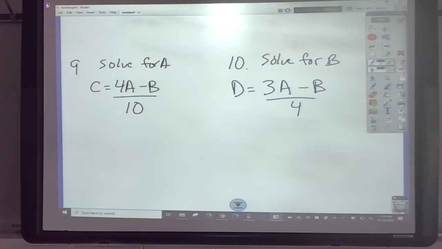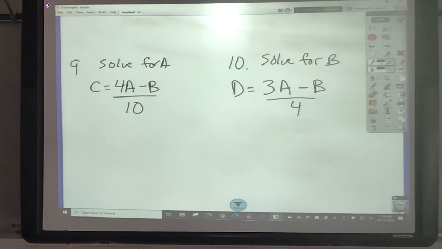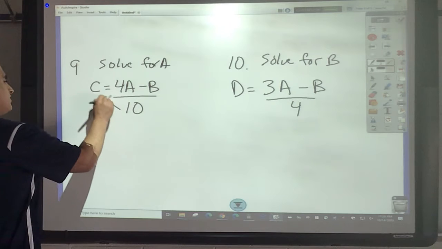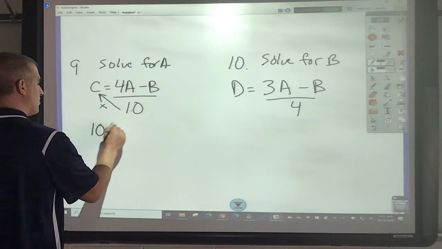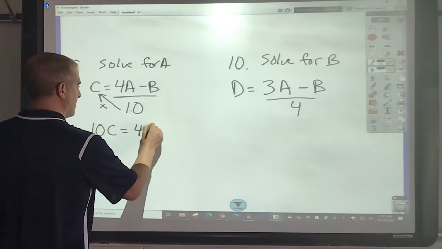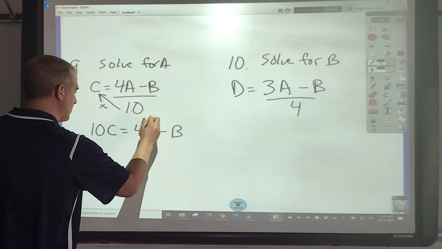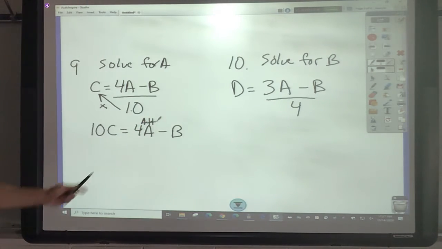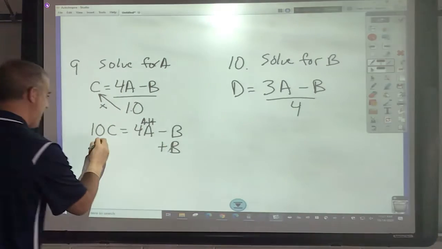All right? So, just like we had these kinds of fractions when we solved equations, what did we do first? First thing we did was cross multiply. So 10 times c would be 10c. Now that I've gotten that out of the way, this is the attached. So that means I got to get this minus b away. So I add b and add b.